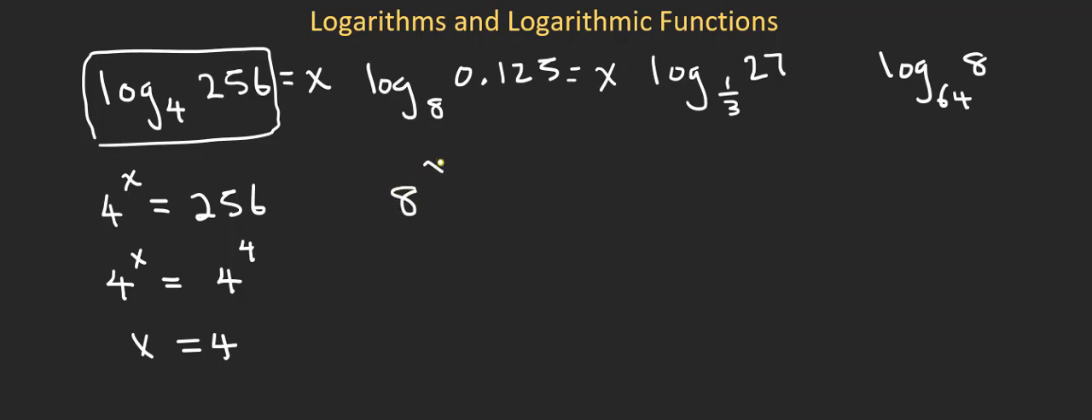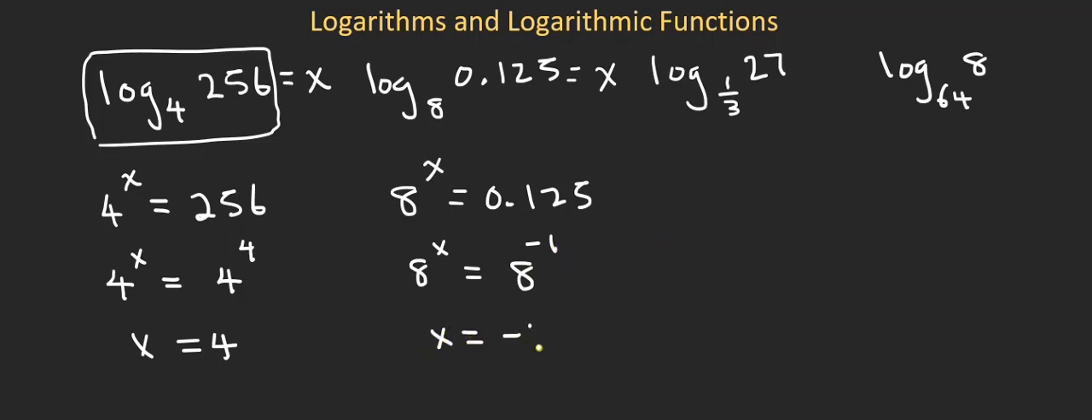8 to the x equals 0.125. Now, it's not obvious, but 8 to the x is the same thing as 8 to the 0.125, which is the same thing as 8 to the negative 1. So x is equal to negative 1. Therefore, this whole thing right here is negative 1.